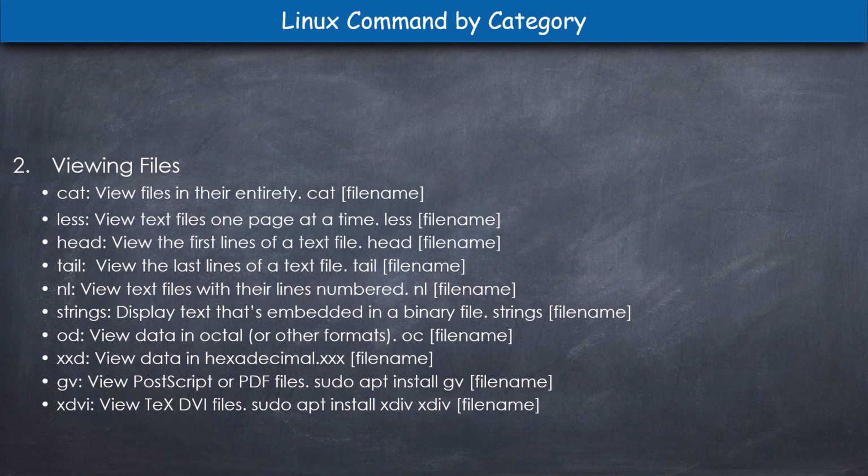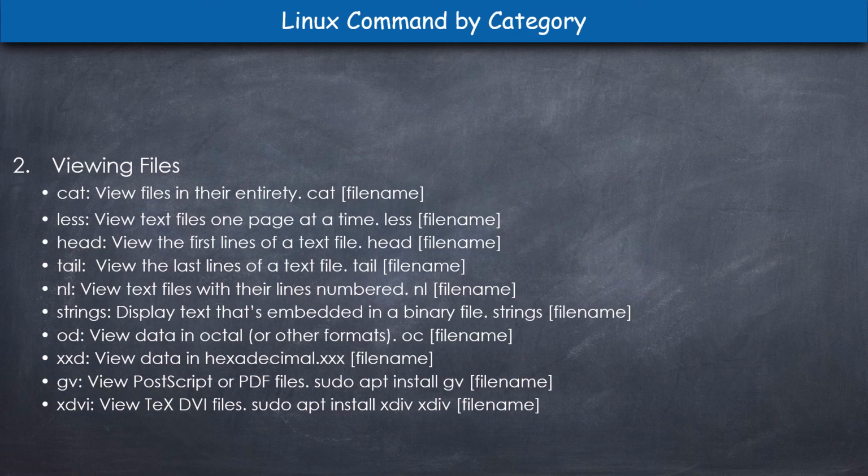Then we have od, which will display the file in octal form. And xxd is the hexadecimal. Sometimes you need to see the exact content. Suppose you have a binary file and you cannot see it correctly, and you want to see its binary value or something, so you can use od, octal, or xxd, like hexadecimal.